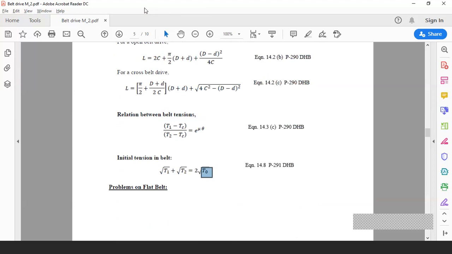So there are two problems that we have to discuss. One problem is solved on flat belt, another problem is solved on V belt case. Shall I take the procedure?